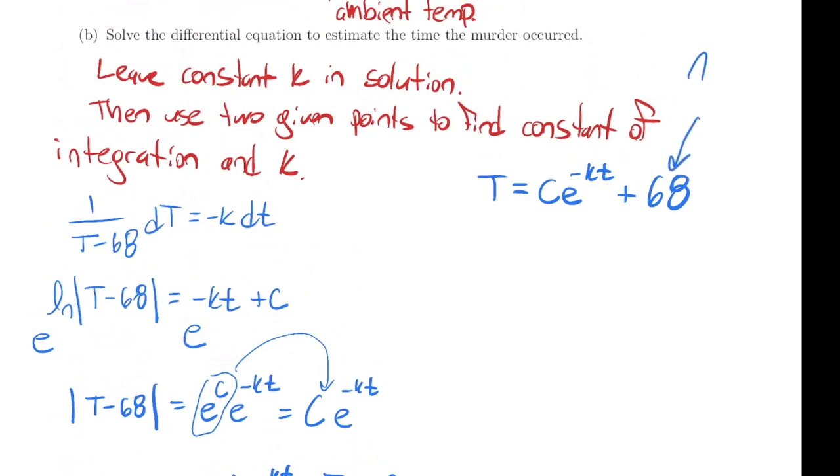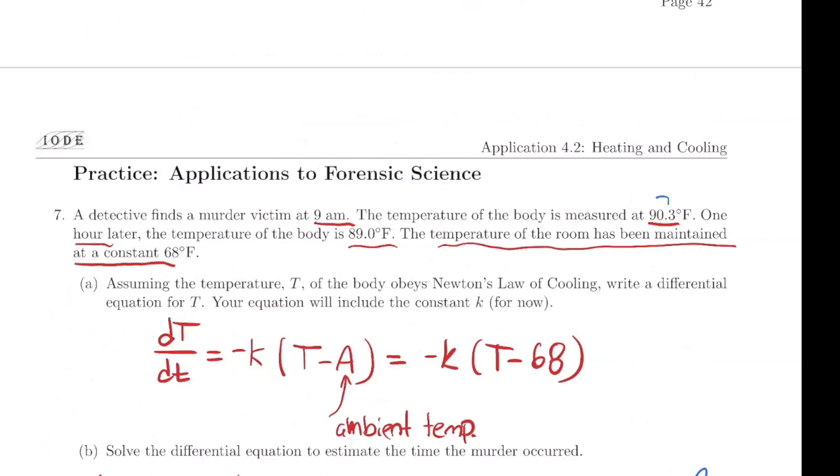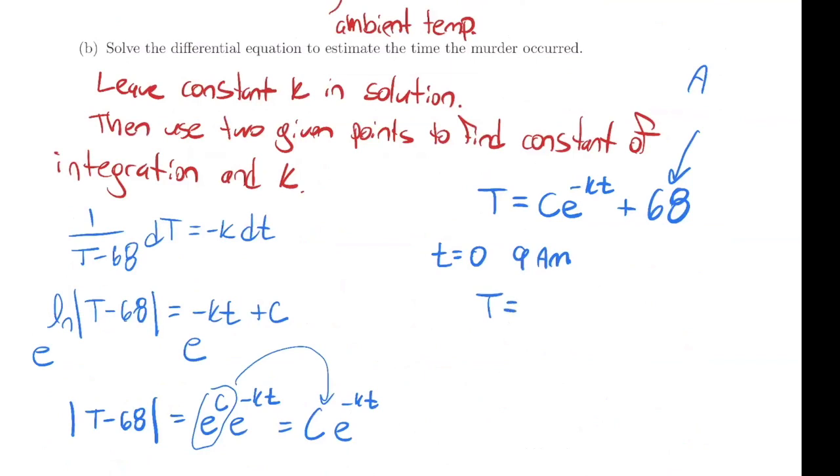This 68 came from the value for the ambient temperature A. And the groups that I talked with all made a nice decision that we're going to measure time in hours from 9 a.m. What makes that particularly nice is that this then becomes the corresponding value of capital T when lowercase t is 0, if we make t 0 at 9 a.m. And that gives 22.3 e to the minus kt plus 68.